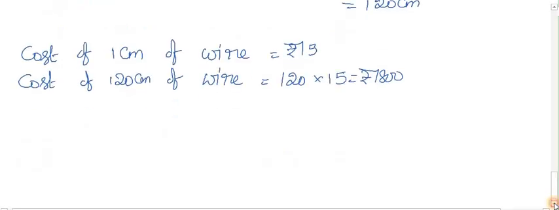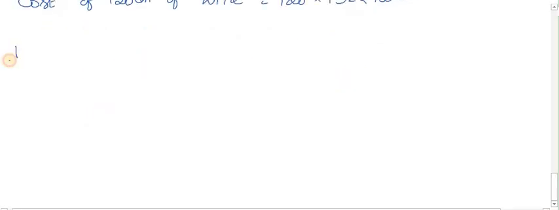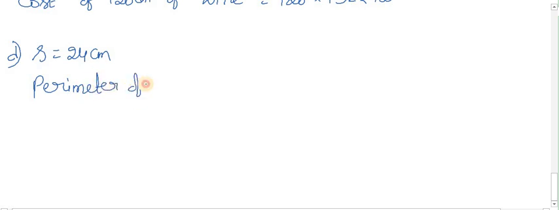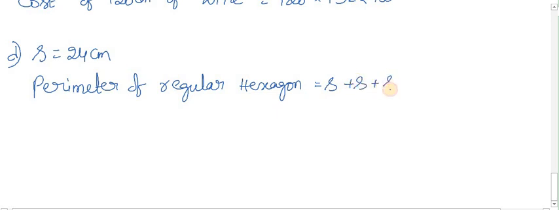Now we'll go for the last one, nothing but your hexagon. Hexagon of side 24 centimeters. Now perimeter of a regular hexagon. Why I am using the word regular here is because all my sides are equal. Not all hexagons have the same sides. Only the regular hexagon will have equal sides.